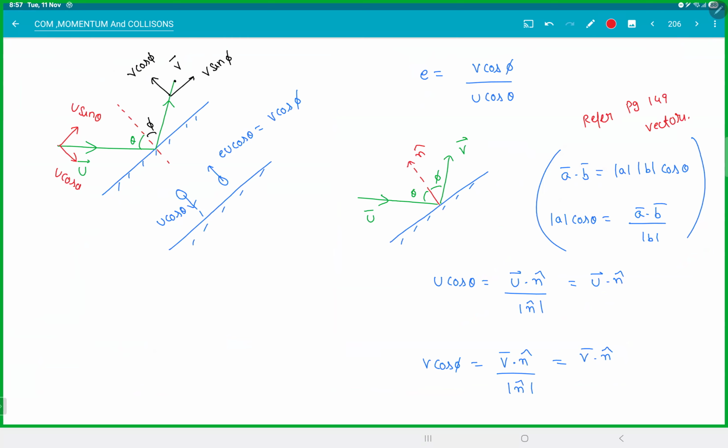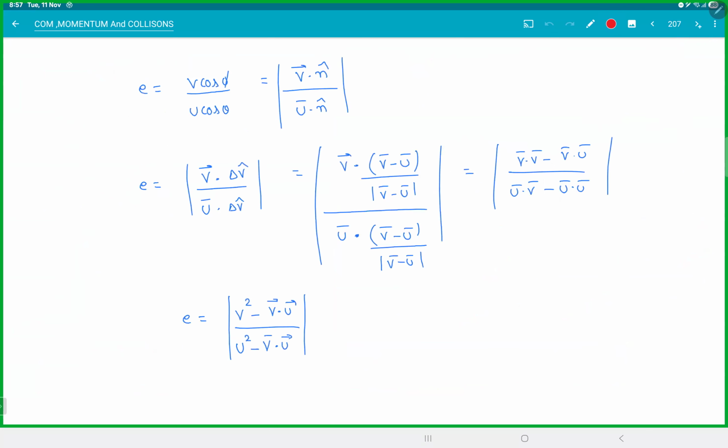You got u cos theta and v cos phi. So divide them, you'll get v bar dot n cap, and n cap is nothing but delta v bar by mod delta v, which is v bar minus u bar by the magnitude of the vector. I substituted there, the denominators will cancel. That's just a magnitude, and then you're done. Now you know everything, v square, u square, everything, you can substitute here.